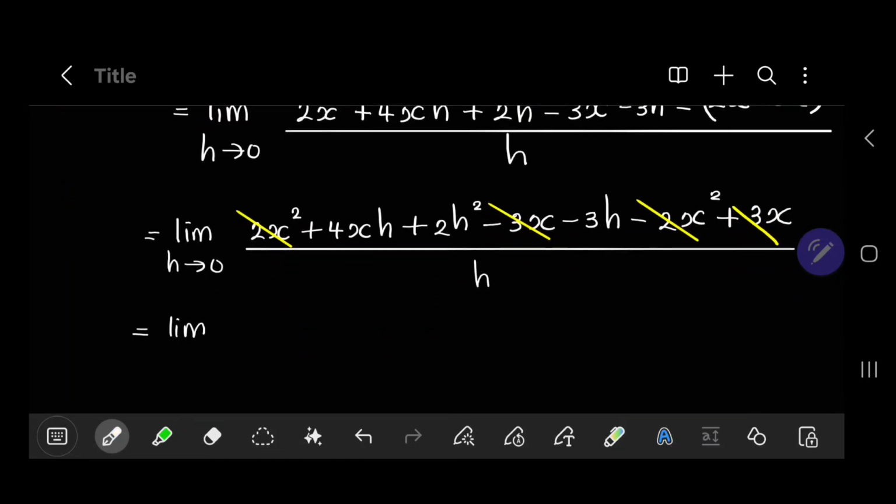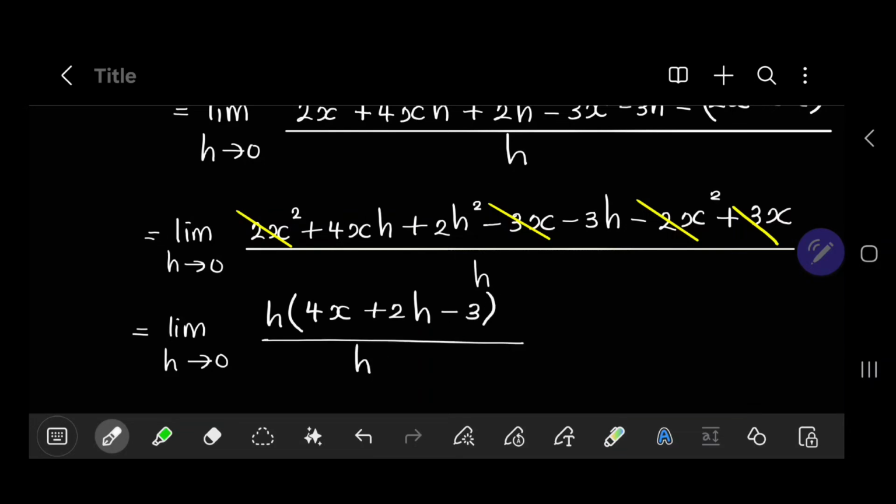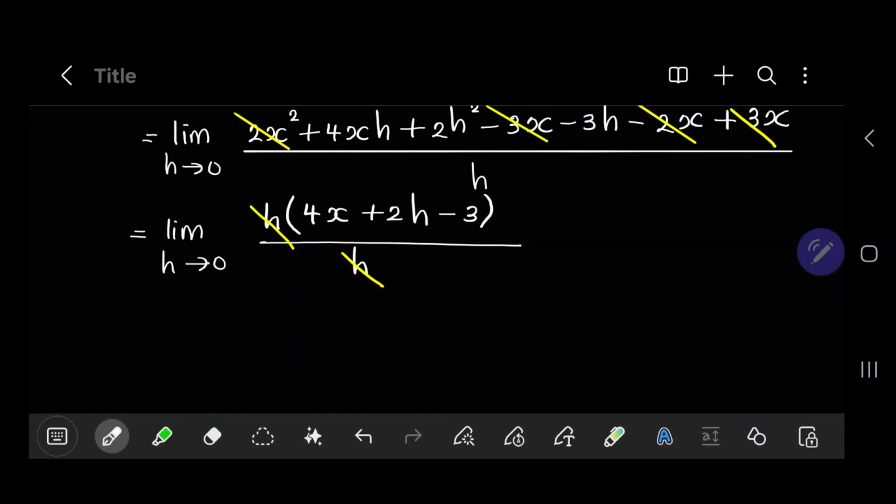From the remaining terms, we notice that all 3 remaining terms contain h. Let's pull out h as a common factor. So we're now left with 4x plus 2h minus 3 all over h. That h that you've pulled out as a common factor will always cancel out with the h from the denominator. Thereafter, if you have any other terms left that still contain h, that is when you make use of the limit.